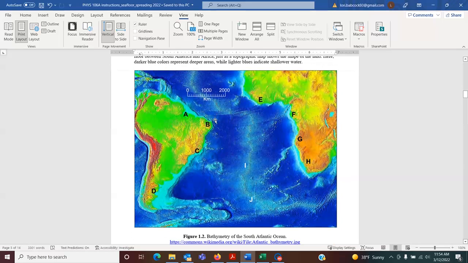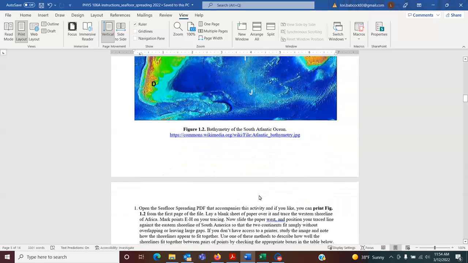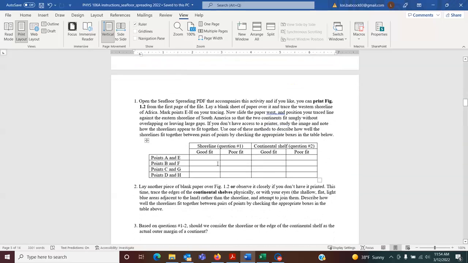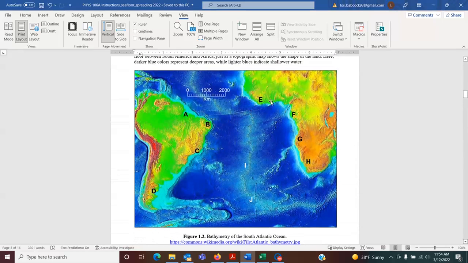Here again is figure 1.2. So we have Africa, and we have the mid-ocean ridge, and we have South America here. And like I said, you can print it. I'm not a huge fan of printing if I don't have to, but you could lay a piece of paper over it and trace the shorelines. But I could trace it as well with my eyes. So this would be the western shoreline. And then you could trace this part of South America to answer this question.